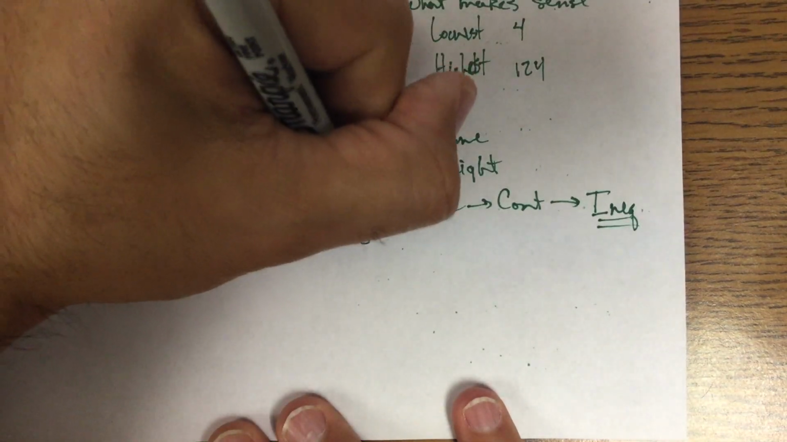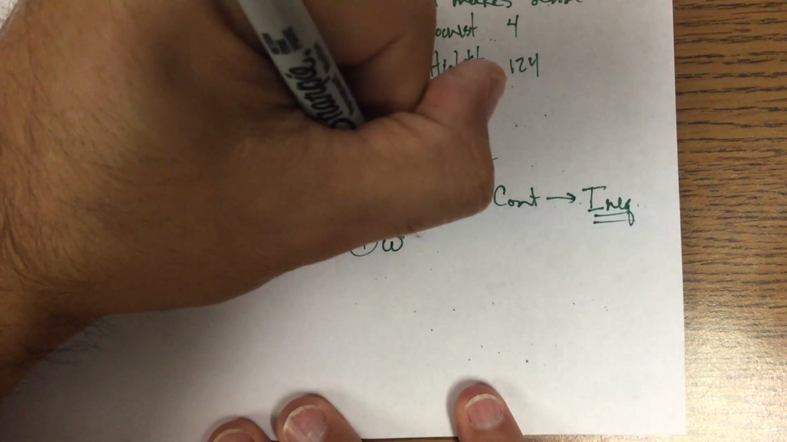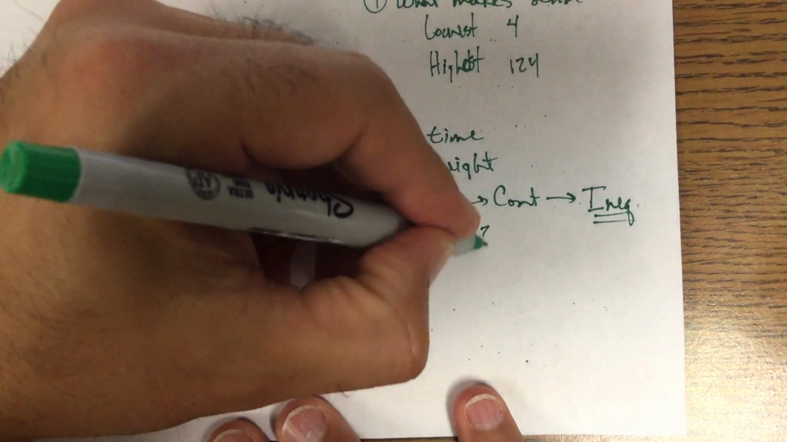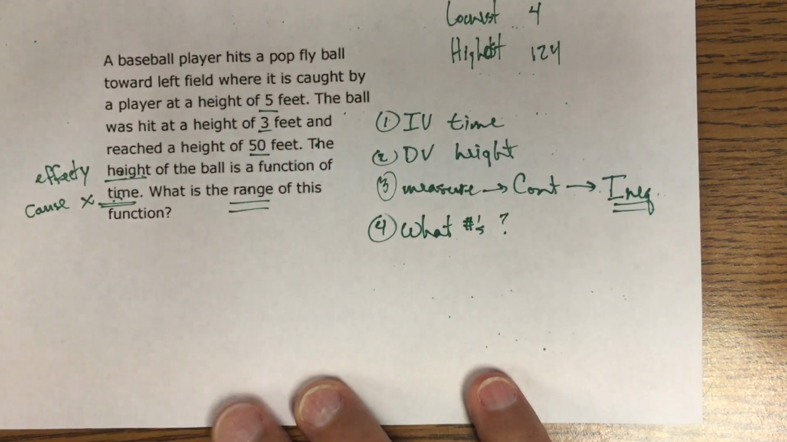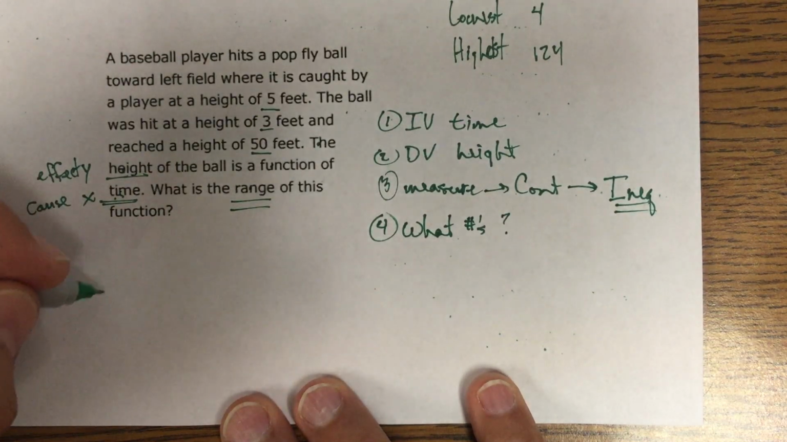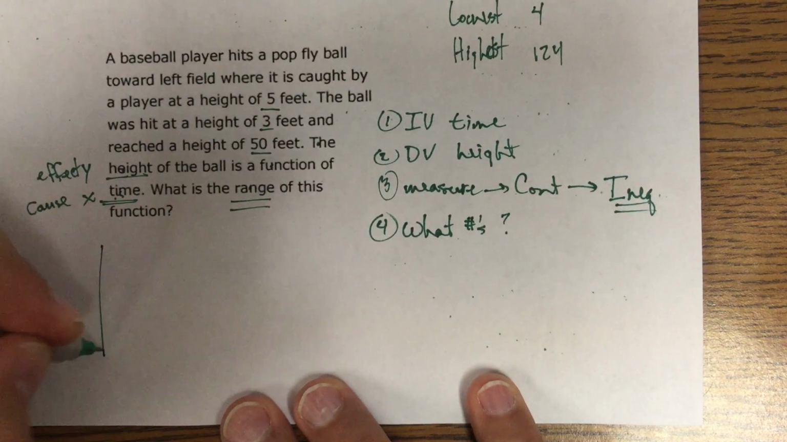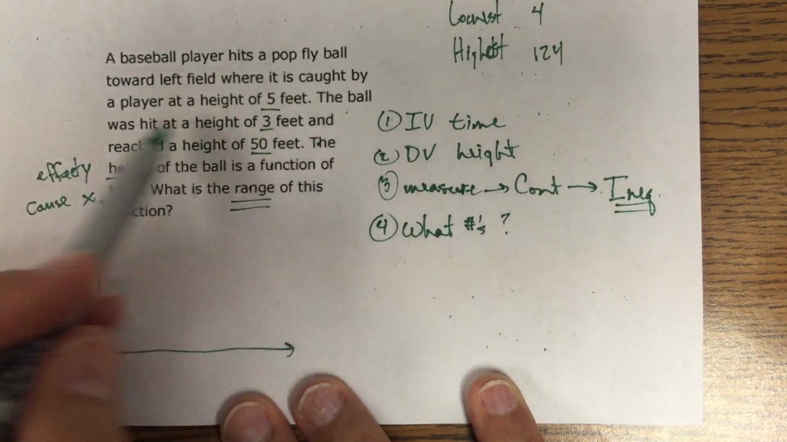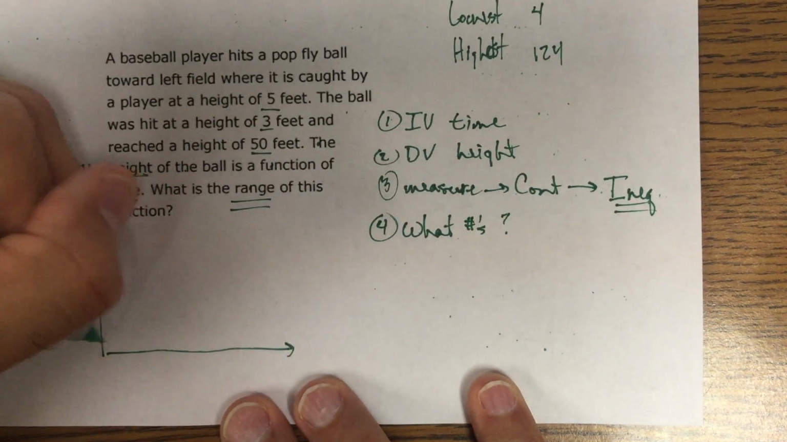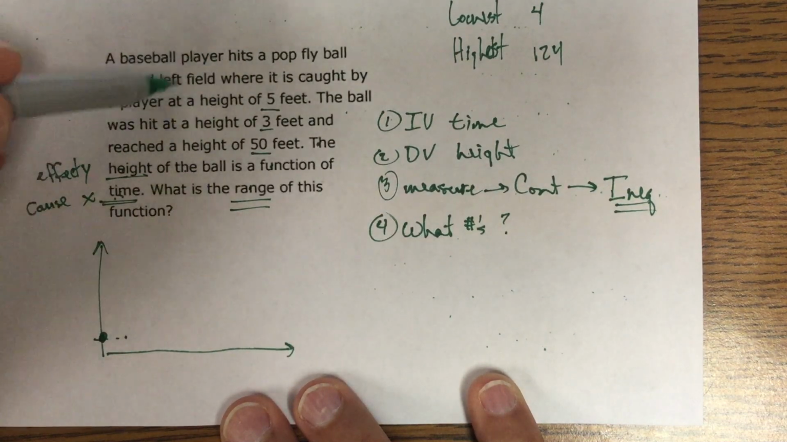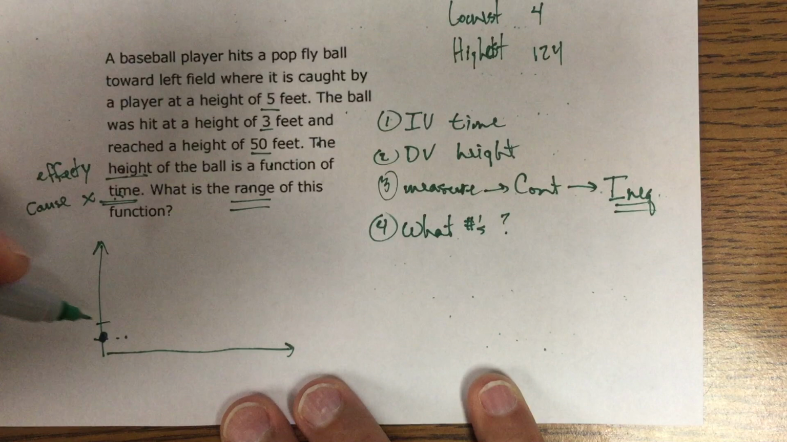Now we just got to know what to write. Step number 4, what numbers do we use? What numbers make sense? Okay, so in situations like this, I like to draw pictures. I have no clue what's going on here. So if I just draw an axis here, then it says the ball was hit at a height of 3, so that's where it starts. It starts right here. And then it says it's caught at 5, so 5 is just a little taller.